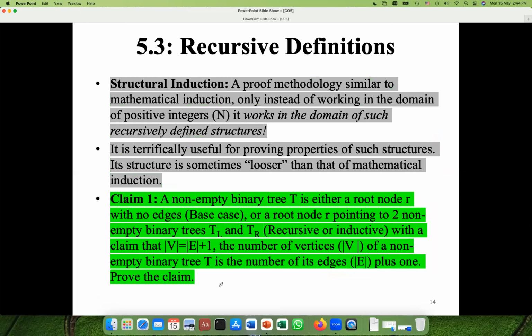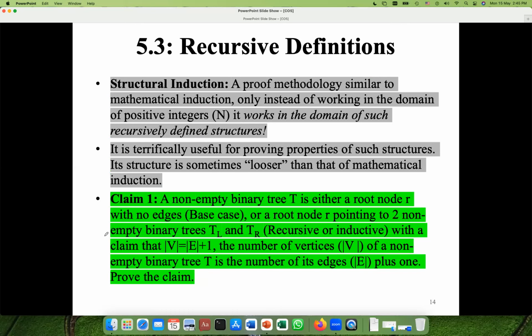Structural induction. So this is another topic, structural induction. Mainly we focused on mathematical induction. Then we saw a little definition of strong induction. And now we have again the definition and understanding of structural induction.